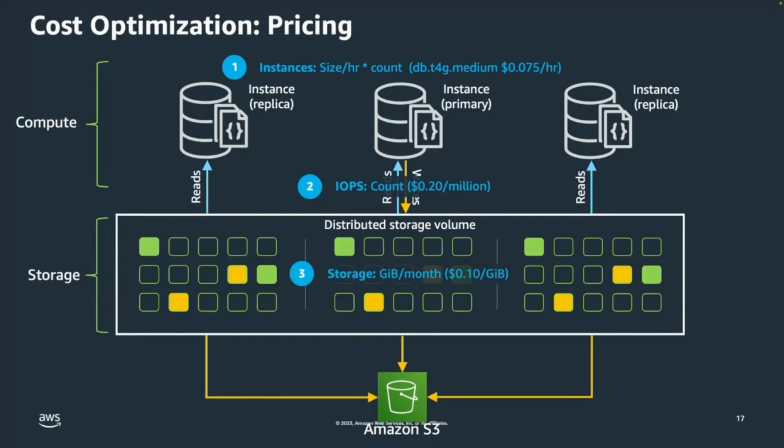The third dimension is storage and is charged at 10 cents per GB per month. You don't need to provision storage in advance. You simply pay for the storage that your cluster uses.